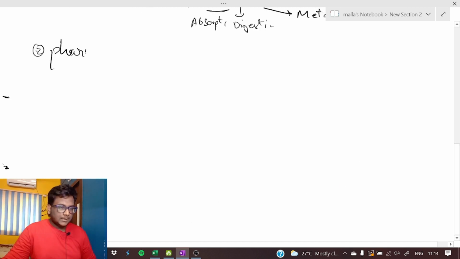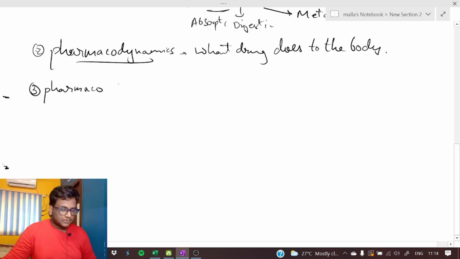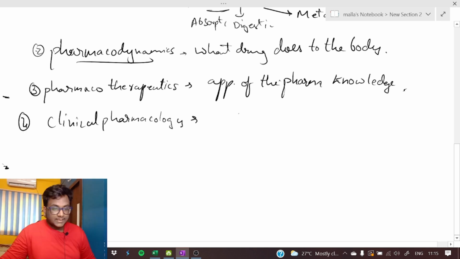The second one is pharmacodynamics, which means what the drug does to the body. And the third one, pharmacotherapeutics. It is the application of pharmacological knowledge in clinical practice. And the fourth one is clinical pharmacology, which means clinical evaluation of new drugs.